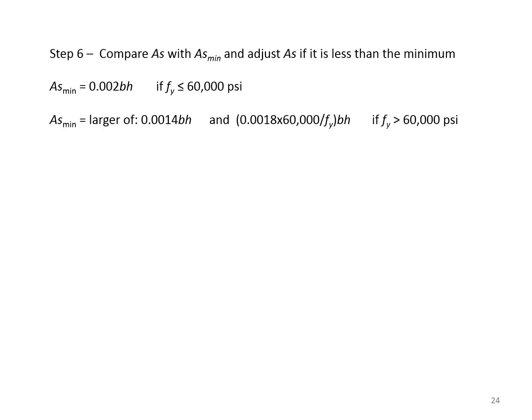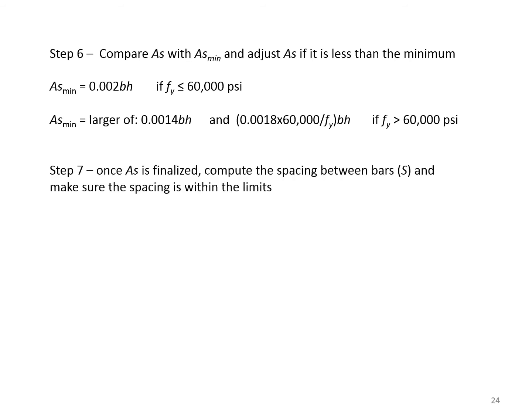Step 6. Compare As with As minimum and adjust As if it is less than the minimum. And remember, As minimum was 0.002 bh if Fy is less than or equal to 60,000 psi, and if Fy is larger than 60,000 psi, then As minimum is the larger of 0.0014 bh and 0.0018 times 60,000 divided by Fy times bh. And again, notice that As minimum is computed in terms of bh.